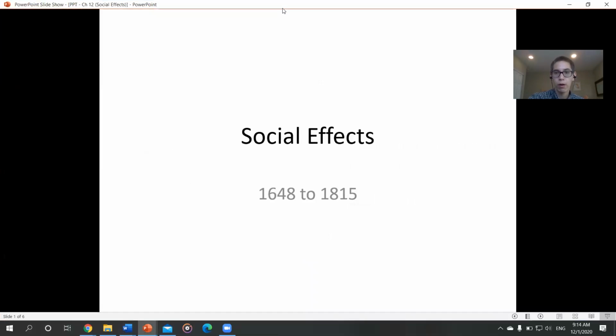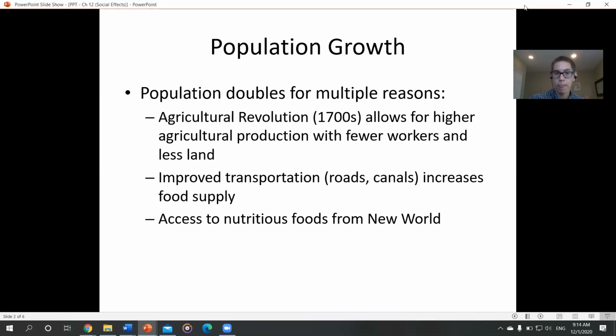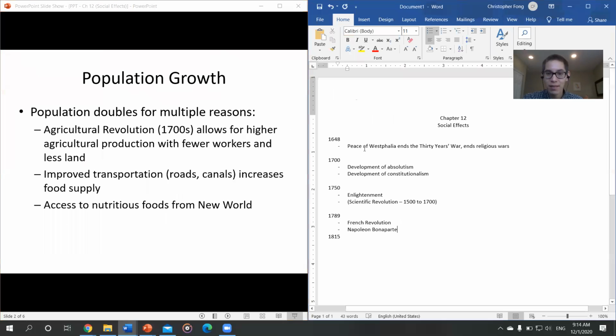All right, with all of that in mind, looking first at population growth. One of the biggest trends that we see in European history in the 1600s and 1700s is population growth. Specifically, the population doubles in the 1700s. And that's for a variety of reasons, but most of it has to do with healthier foods and new agricultural techniques. Now, if we go back to this timeline, what else is happening in 1648?